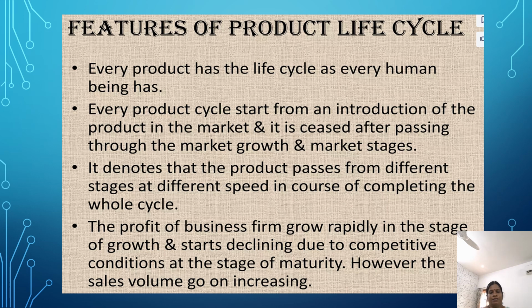The product of a business firm grows rapidly in the growth stage and starts declining due to competitive conditions at the stage of maturity. The decline starts when competing firms enter the market. However, the sales volume goes on increasing. In the maturity stage, the firm sells more commodity. In the declining stage, sales reduce gradually as the commodity becomes saturated.